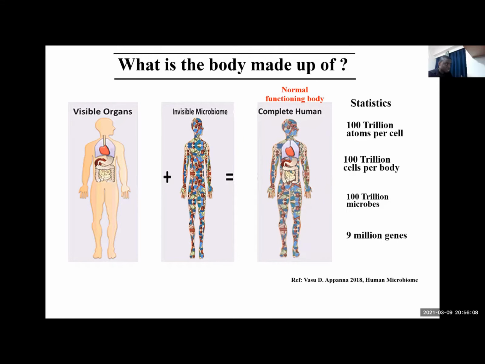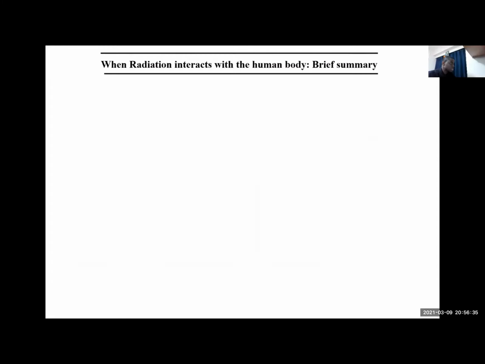And statistically, we've seen that there are an average of 100 trillion atoms per cell, amazing. An average of 100 cells per body, super amazing. 100 million microbes and 9 million genes. So it tells you that locked down on the inside of you are trillions and zillions and billions of atoms and molecules and proteins and enzymes. And understanding this helps us to have a clear perspective on how radiation interacts with the human body. So let's look at the brief summary of how radiation interacts with the human body.